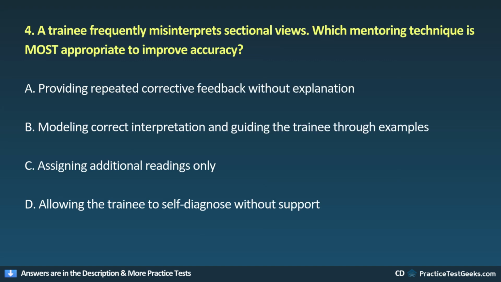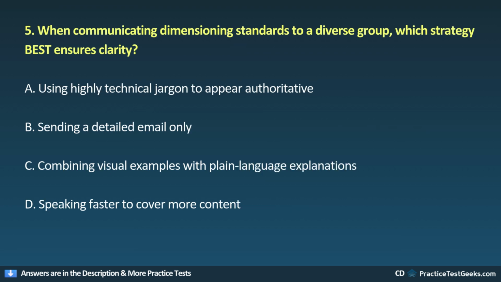4. A trainee frequently misinterprets sectional views. Which mentoring technique is most appropriate to improve accuracy? A. Providing repeated corrective feedback without explanation. B. Modeling correct interpretation and guiding the trainee through examples. C. Assigning additional readings only. D. Allowing the trainee to self-diagnose without support.